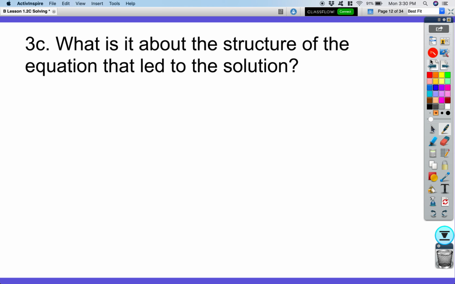All right, what about the structure of the equation that led to the solution? It was because they had different x values on each side of the equal sign. So different x values on both sides of the equal sign.